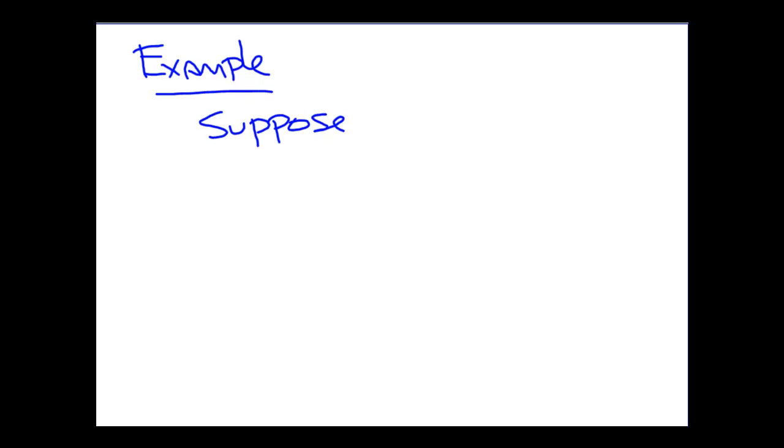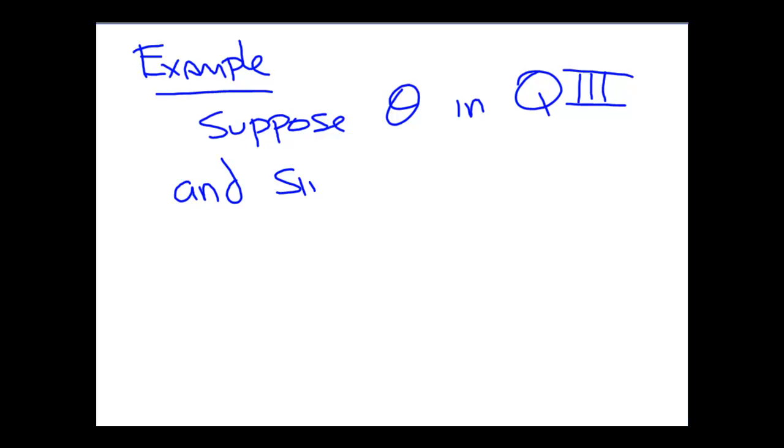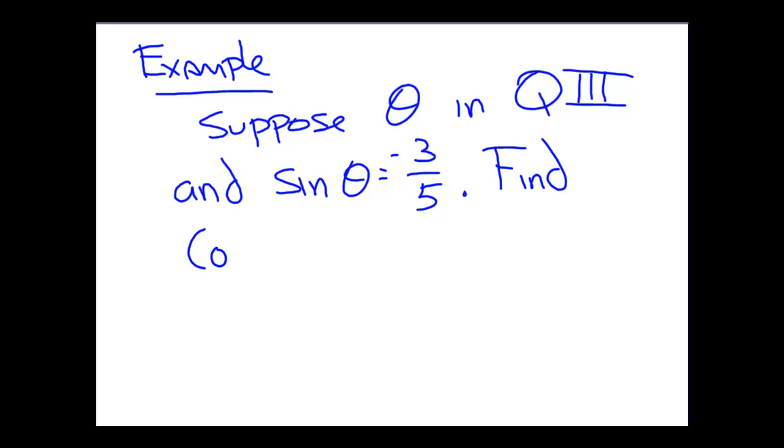Let's in fact look at an example of how we might use these expressions to help us solve problems. So let's suppose that theta is in the third quadrant and the sine of theta is 3 over 5. It should be minus 3 over 5 since we're in the third quadrant. Let's go ahead and find the cosine of theta.